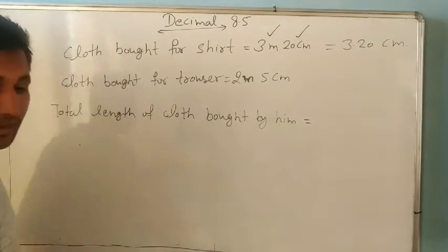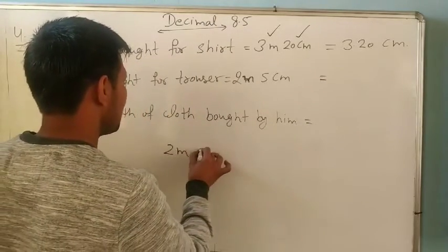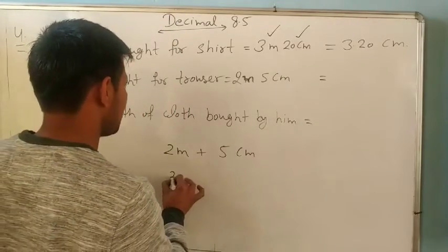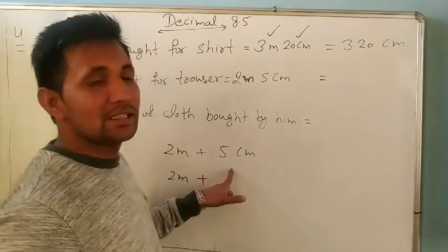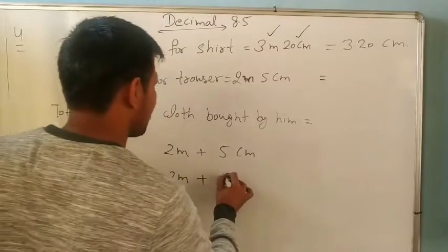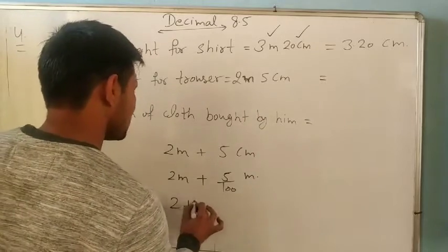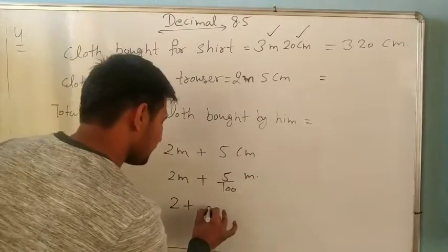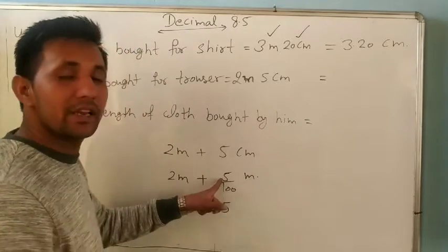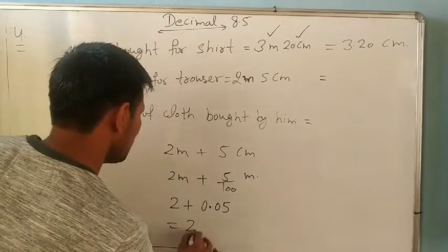Same as it is, 2 meter 5 centimeter. So 2 meter plus 5 centimeter. You can do this one in rough. 2 meter, and 1 centimeter equals 1 by 100 meter, 2 centimeter equals 2 by 100, but 5 centimeter is 5 by 100 meter. So 2 plus, how many zeros in the denominator? 2. So it means 2 digits after the decimal. In the numerator there is only 1 digit, so we add a 0. So 0.05. So what is 2.05?